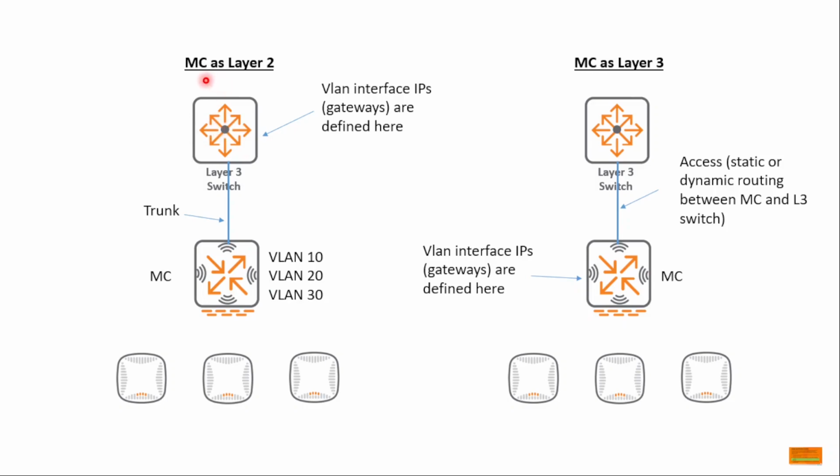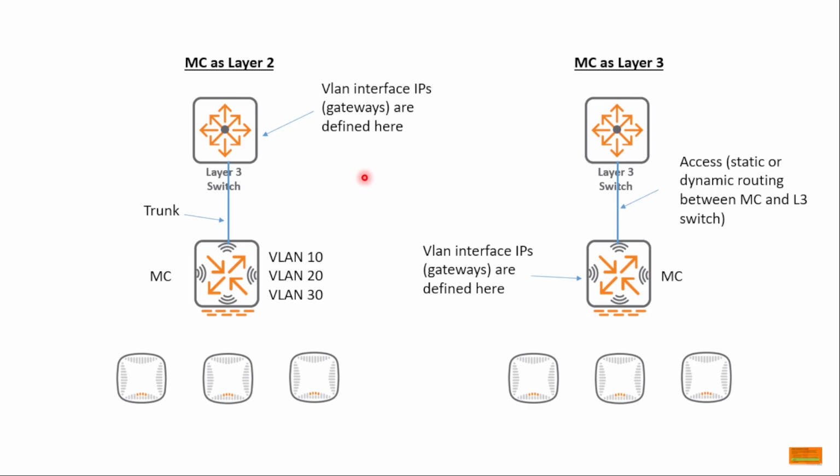So this is the mobility controller as layer 3 scenario. Mobility controller as layer 3 means all these switch virtual interfaces and VLAN interface IPs are defined in the mobility controller, and there will be static or dynamic routing between the mobility controller and the core switch. So in this scenario, all the ARP function has to be on the mobility controller. Here the ARP table should be big enough to handle this default gateway service.